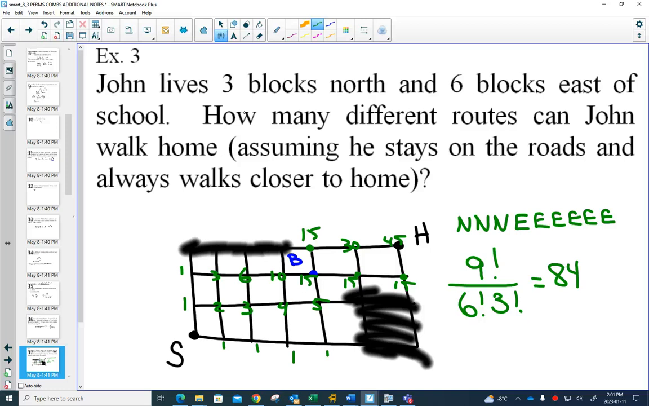Part C. Something happened, and John is no longer allowed to walk past Beth's house. Court order on his way home. So we could block this point out and count it that way as well, but can someone see a quicker way to count how many ways could John walk home if he is not allowed to walk past Beth's house?